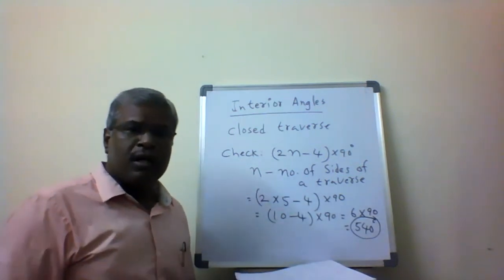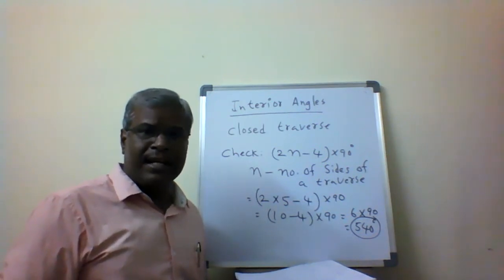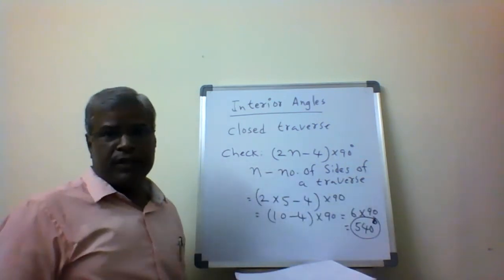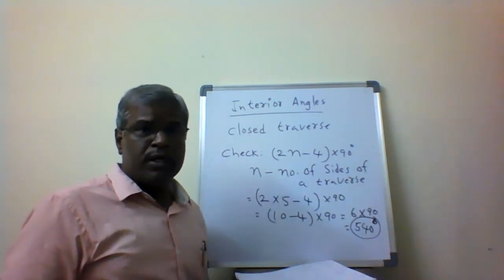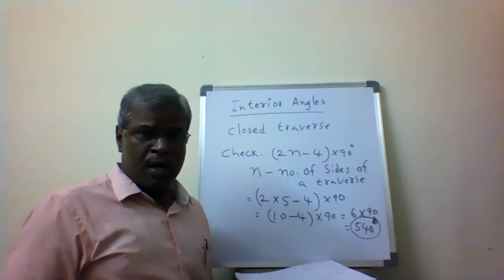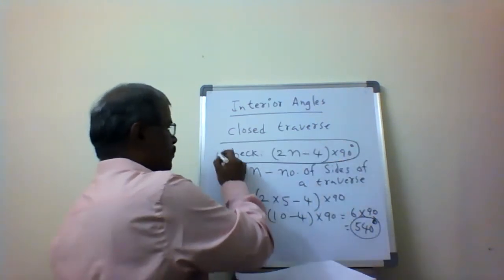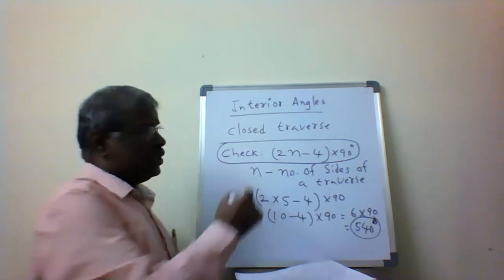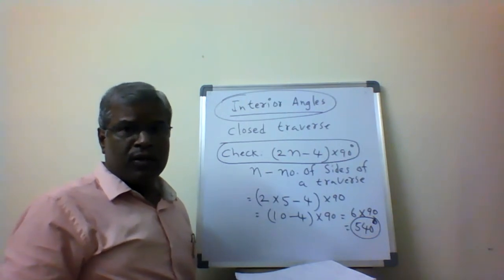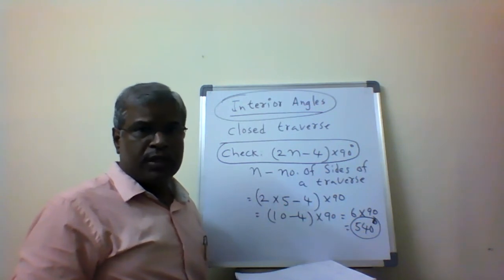So the total of angle A, angle B, angle C, angle D and angle E, if added, should be 540 degrees. We can check whether the angles we calculated are right or not. This is the check where I use 2n minus 4 right angles. If interior angles are given, we call them included angles in the closed traverse. We always measure the included angles.